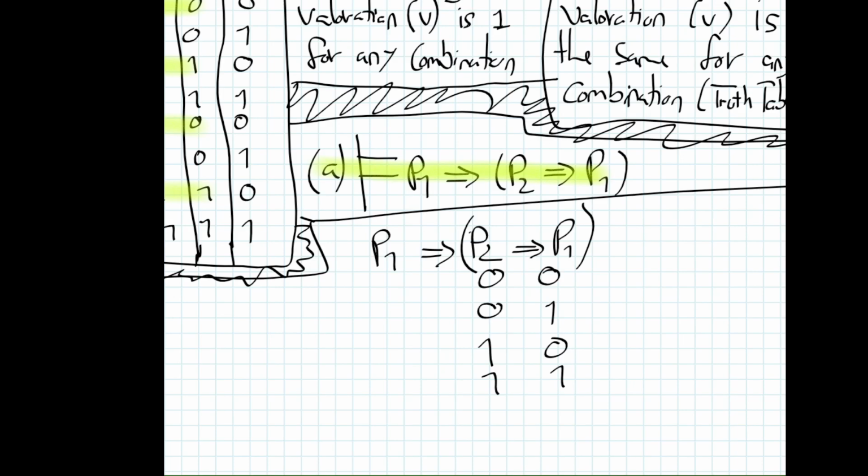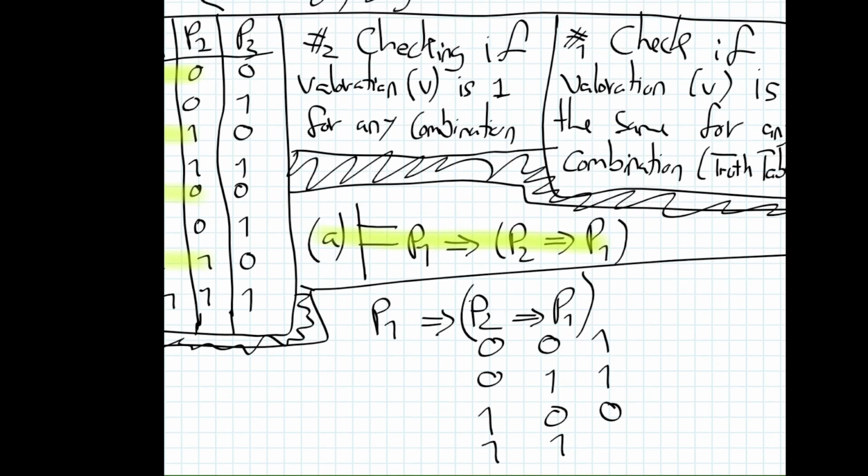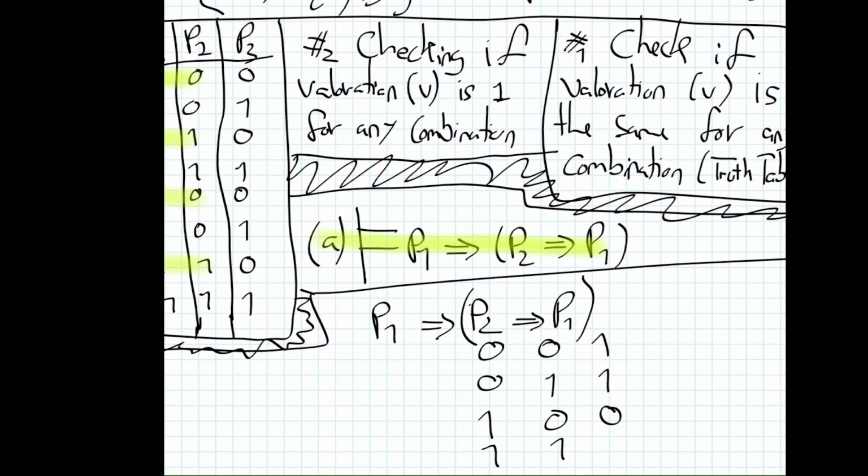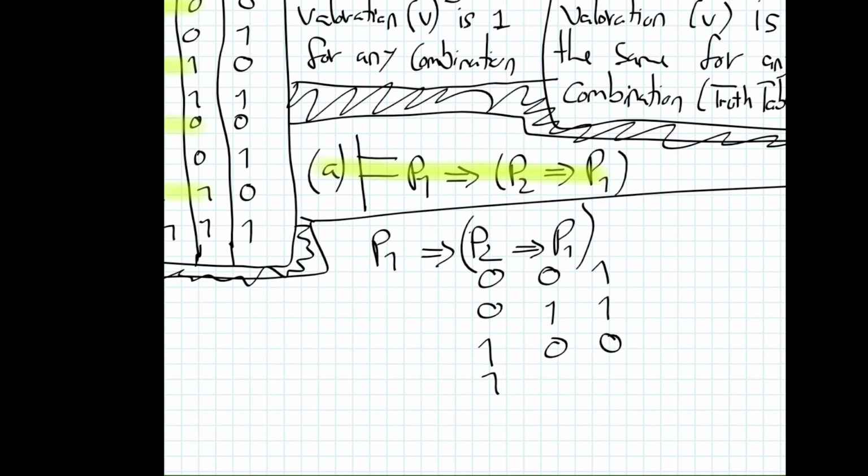Okay, so 0, 0. 0 implies, so by default it's 1, so the result would be 1. 0 implies 1, the default would be 1. 1 implies 0, the result will be 0, and thus there is one case in which we will get a 0 here. Okay, so for the sake of checking if the validation is 1, we will assume that in the worst case scenario we get a 0 here.